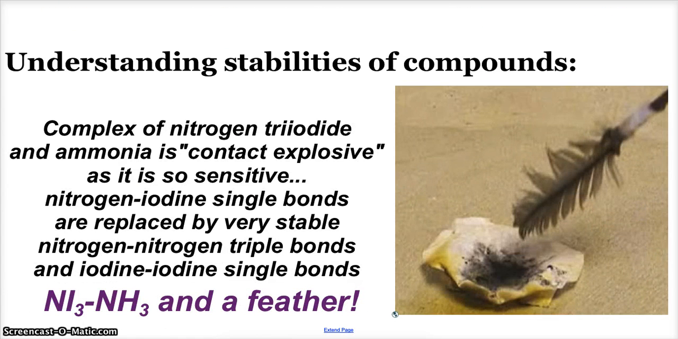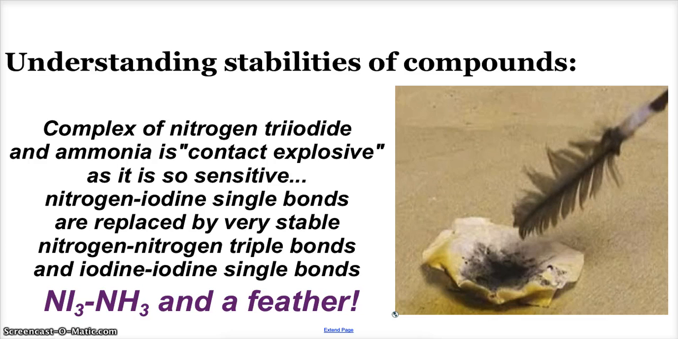And I'll leave you with this. Perhaps you've seen or heard of a contact explosive. On that paper there's a mixture of nitrogen triiodide and ammonia. Those two compounds are stable enough to be a solid right there, but just by touching it with a feather or a stick, just by giving it that little bit of push to push the molecules close together, there's a huge explosion. And you can look that up on YouTube.